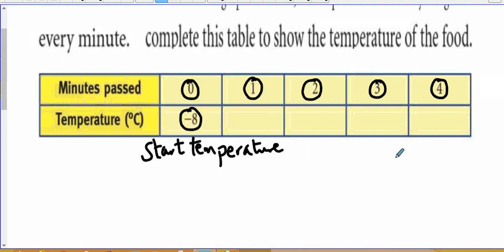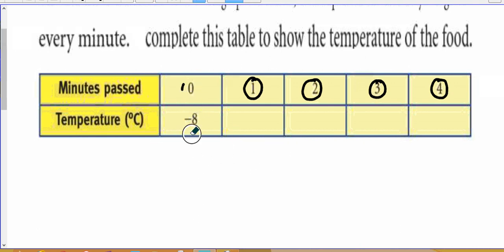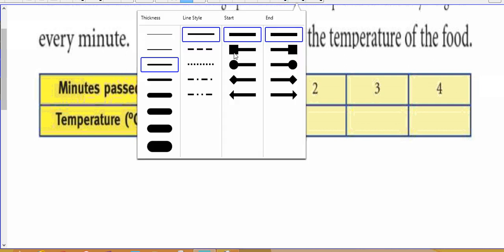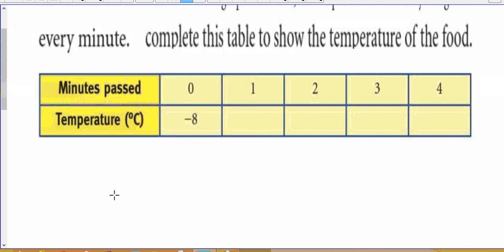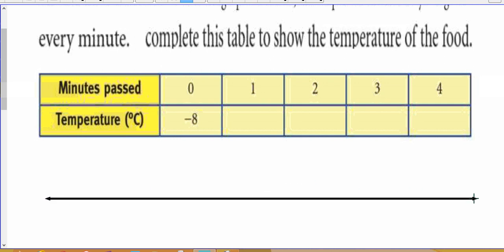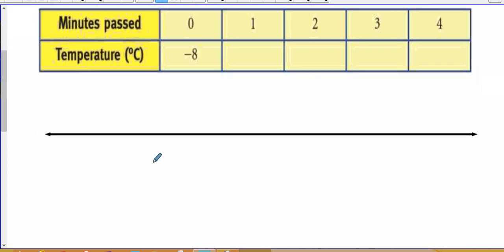Now, in order to visualize the solution very clearly, I'm going to use the number line so that you can visualize the solution. Okay, so all these temperatures will be recorded on the number line as follows. This is your number line, and we have the temperature when time is 0 minutes. So when time is 0 minutes, the temperature is -8.